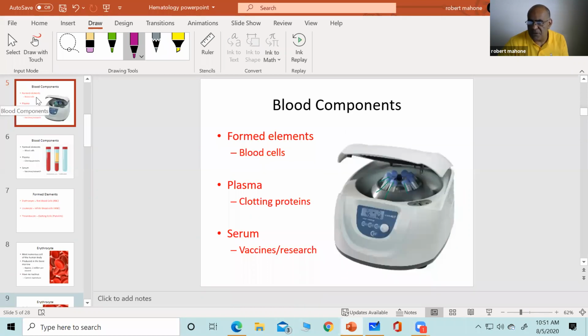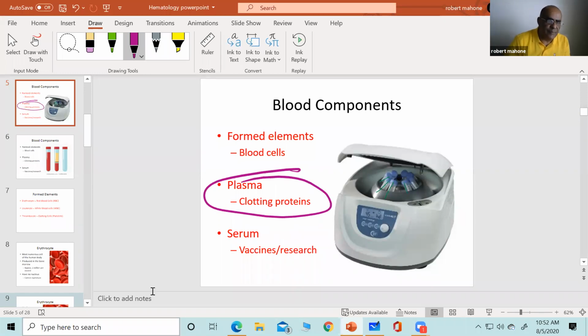The formed elements, know them. The red cells, the white cells, and the platelets are components of blood, the formed elements, the plasma, and the serum. Know that plasma contains clotting proteins, and that our blood cells are known collectively as formed elements.